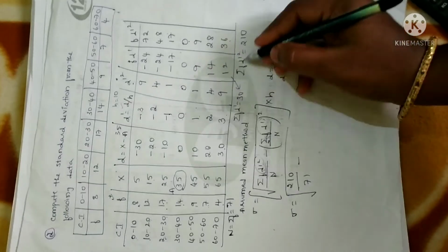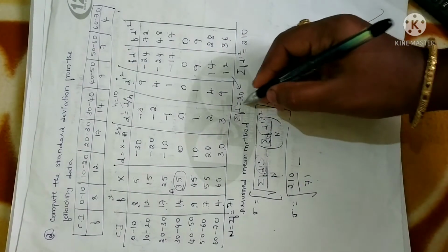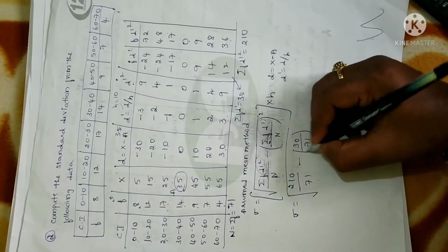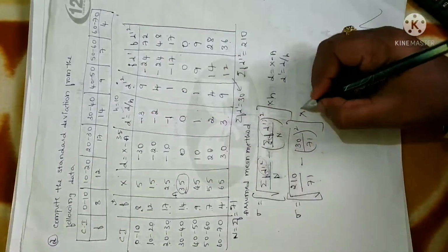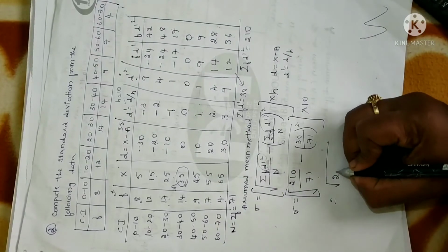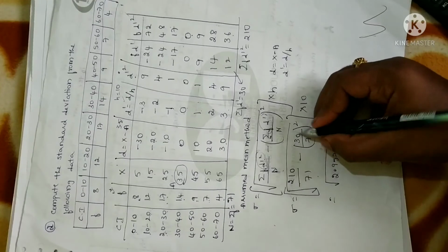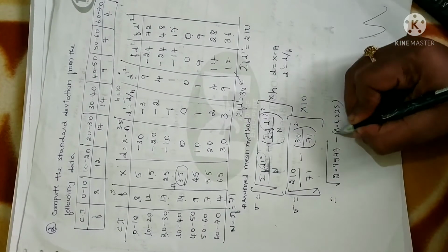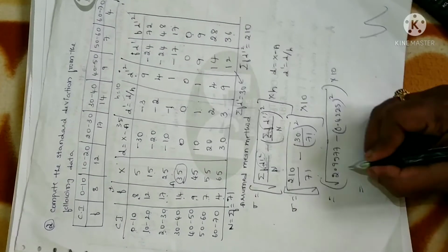So what is the value here? Sigma f d dash square is 210 divided by the N value 71. Sigma f d dash is 30 divided by the N value 71, the whole square, multiplied with h. H is the common difference, it is 10. Now let me simplify this. 210 divided by 71 is 2.9577 minus 30 divided by 71, which is 0.4225, whole square, into 10. You just simplify this value.